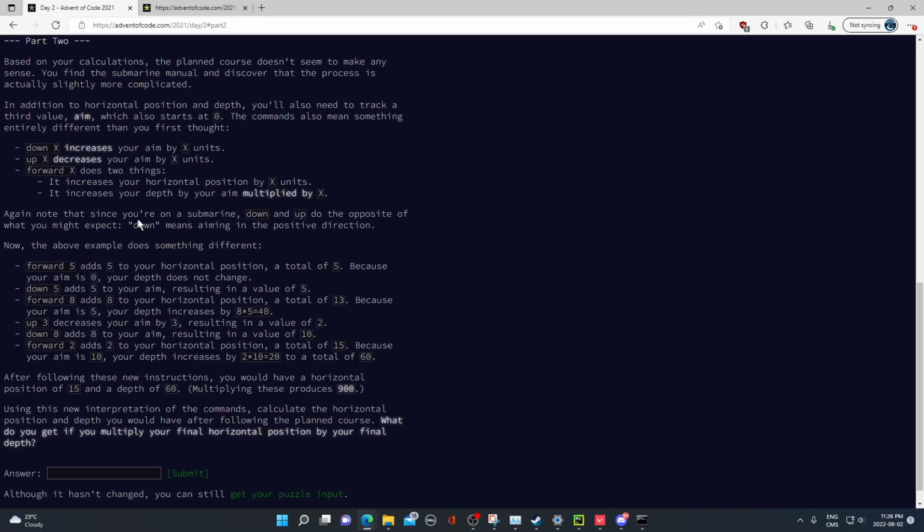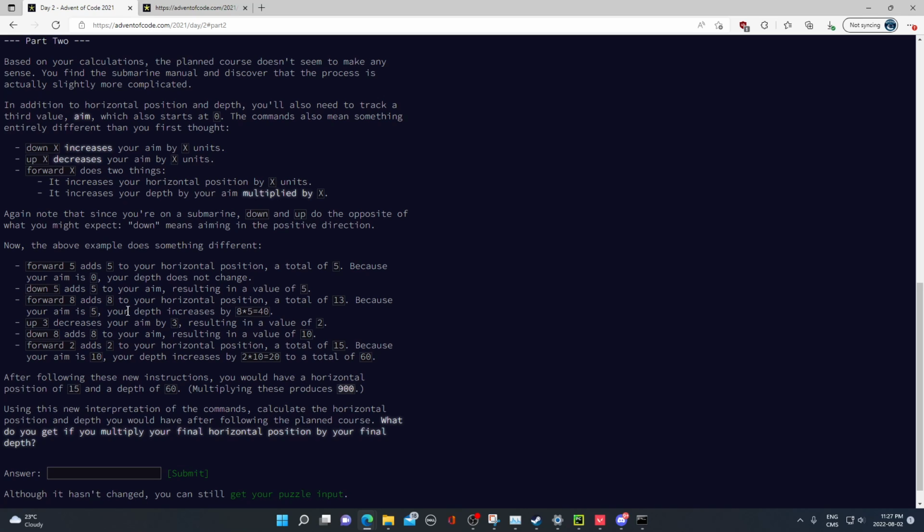Okay, now the above example does something different. Forward 5 adds 5 to your horizontal position, total of 5. Because your aim is 0, your depth does not change, right? Down 5 adds 5 to your aim, resulting in a value of 5. Forward 8 adds 8 to your horizontal position, total of 13. Because your aim is 5, your depth increases by 8 times 5 equals 40. Up 3 decreases your aim by 3, resulting in a value of 2. Down 8 adds 8 to your aim, resulting in a value of 10. Forward 2 adds 2 to your horizontal position, a total of 15. Because your aim is 10, your depth increases by 2 times 10 equals 20, a total of 60.